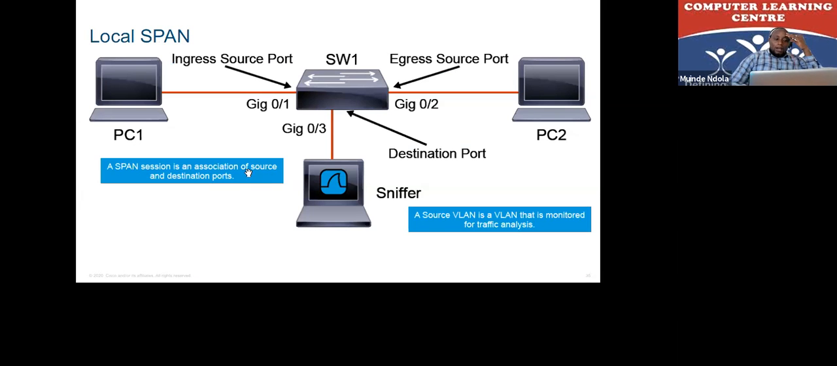So here we have the sniffer device connected on port 3. We want to monitor the traffic coming from PC1 going to PC2. So our source interface becomes G0/1, and the destination interface for the traffic being monitored is G0/2. Then we send the traffic to G0/3, so that the traffic is being sent.